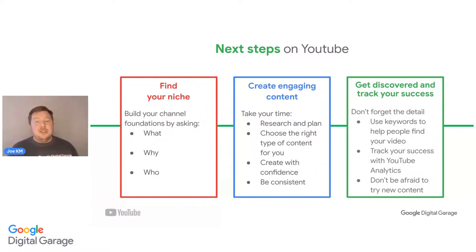Get discovered and track your success. Make sure you research keywords and link them into your titles, description, and tags and labels. Track your success with analytics. And don't be afraid to try something new, something a bit different. See what the audience thinks about it. And then you're going to get feedback from them. They're going to engage with you. You're going to engage with them. Maybe try some content they suggested. Boom. The circle of YouTube content.